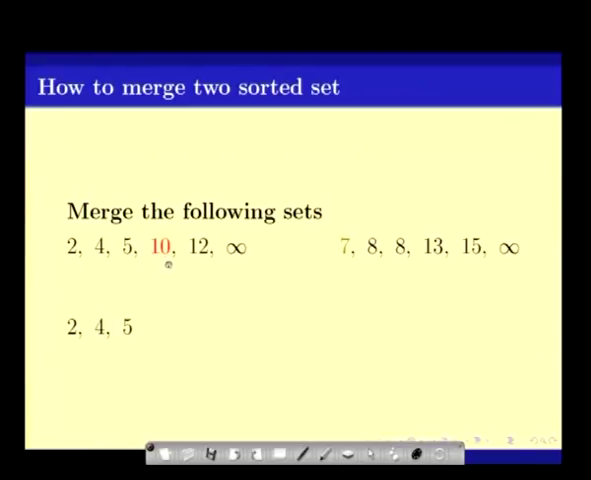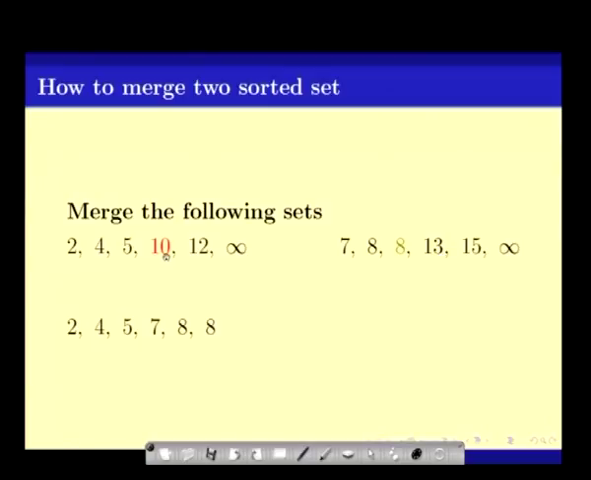Now, at this point we have 10 here and 7 here, and we compare 7 with 10. What is the smaller of these two numbers? It is 7. So, we output 7, and we move the right marker from 7 to 8. Now, we compare 8 and 10, again 8 is the smallest. So, we output 8, and we move our marker from the first 8 to the second 8. Again we compare this 8 with 10, we output the smaller of these two, which is 8, and we move our marker to 13.